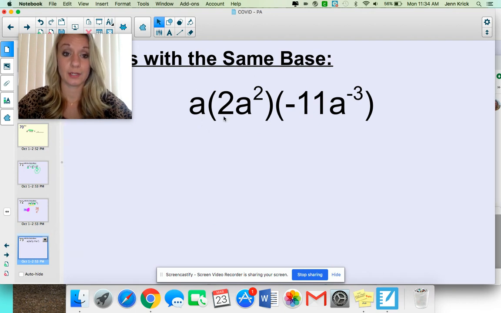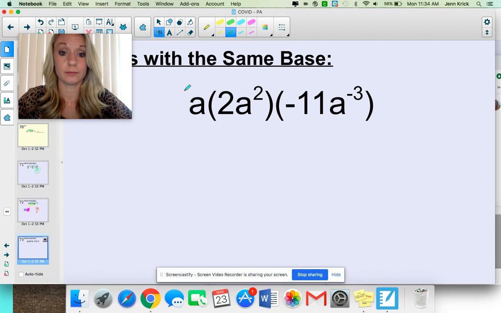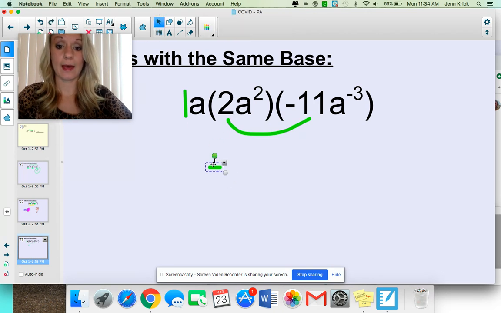Again, there's a lot going on right now. So let's start with what we know. I know that there's a 1 in front of the a. I don't know if that helps us any. And I also know that these are being multiplied here. So if I say, all right, what is 2 times negative 11? I know that 2 times negative 11 is negative 22.